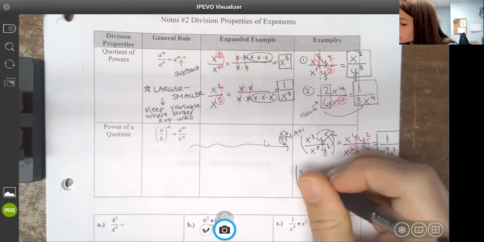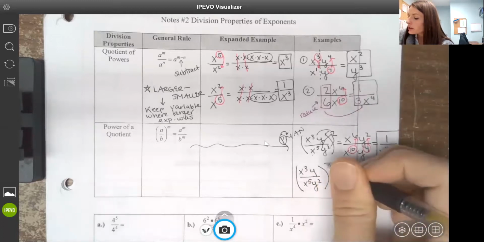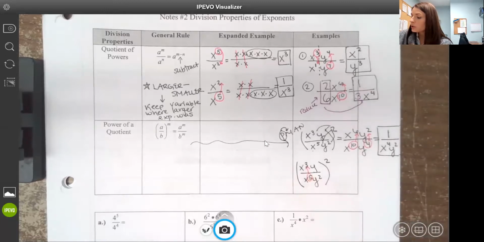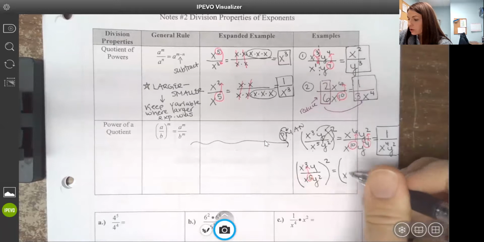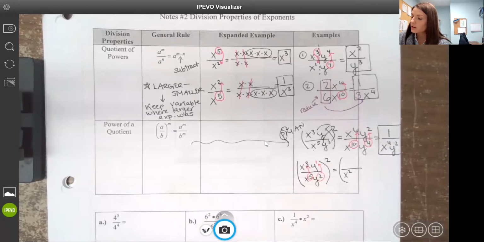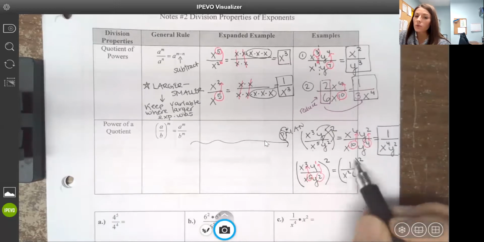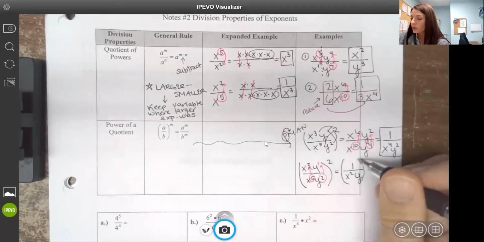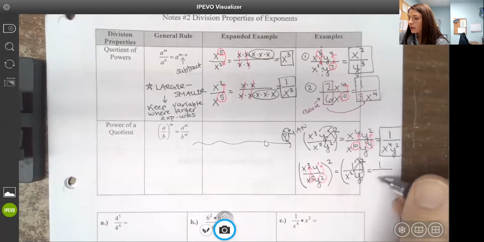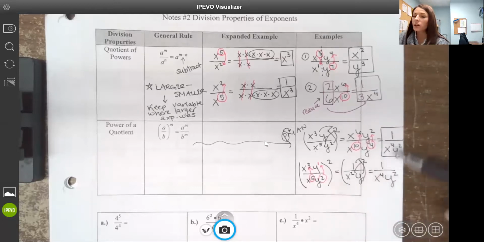I could have also, let me rewrite the problem, done the division property first. So I could have said, okay, within here, I'm going to be left with 2 x's in the denominator and 2 subtract 1, 1 y in the denominator, still leaving it in parentheses. And then after I do the division property, I square everything. So 1 squared is 1, x squared squared, multiplying, is x to the 4th, y to the 1st squared is y squared. So same answer.